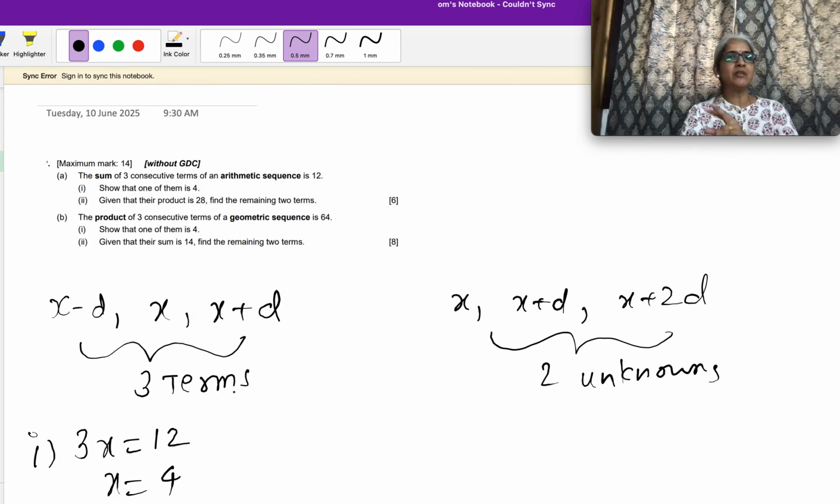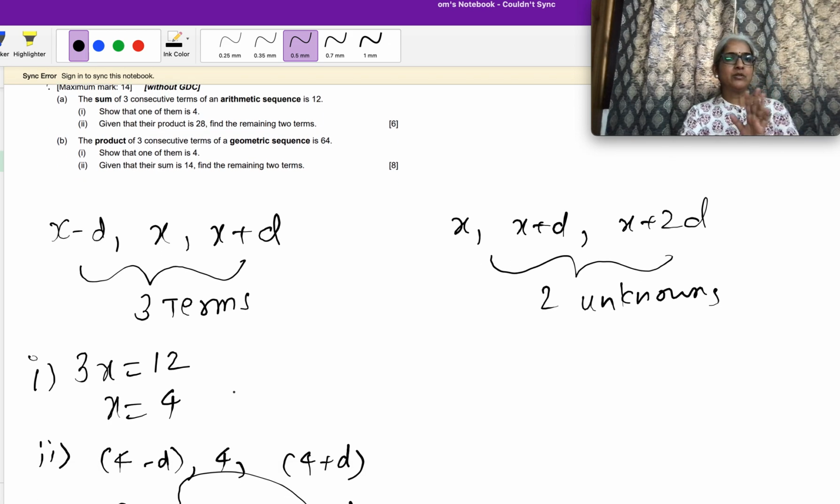But the question is only asking to find the other two terms. So the other two terms are 1 and 7. Doesn't matter in which order they are. So that answer will remain the same.